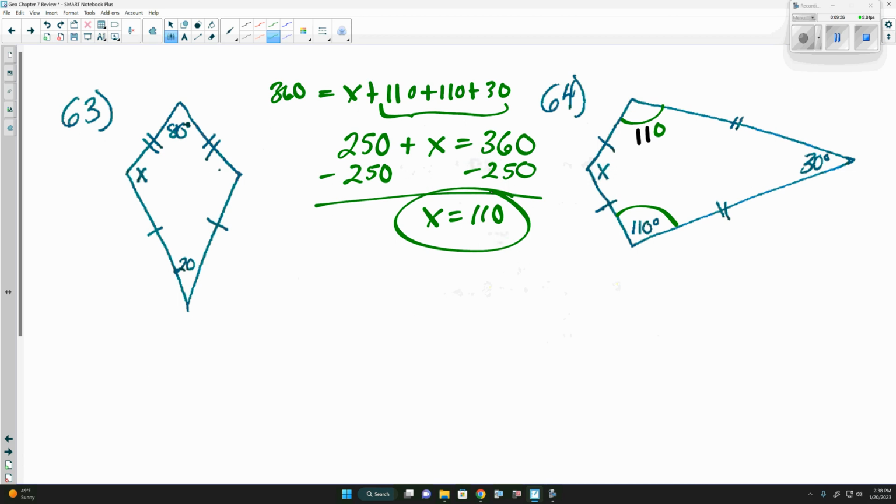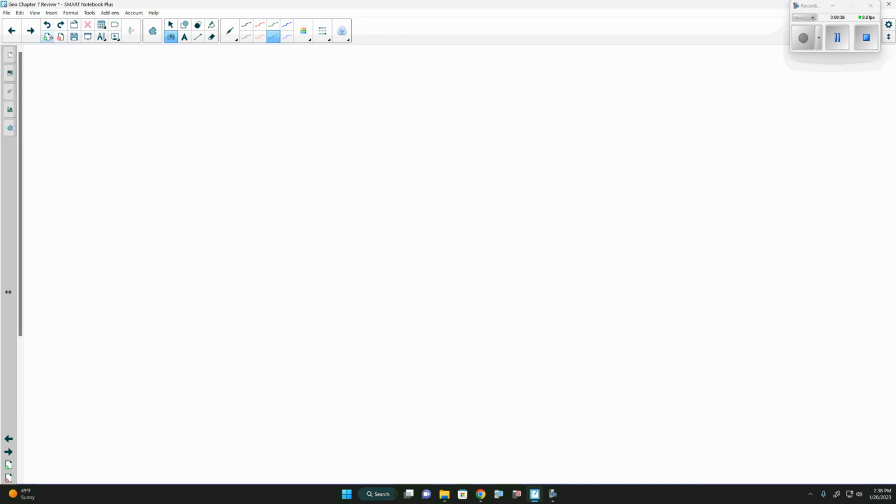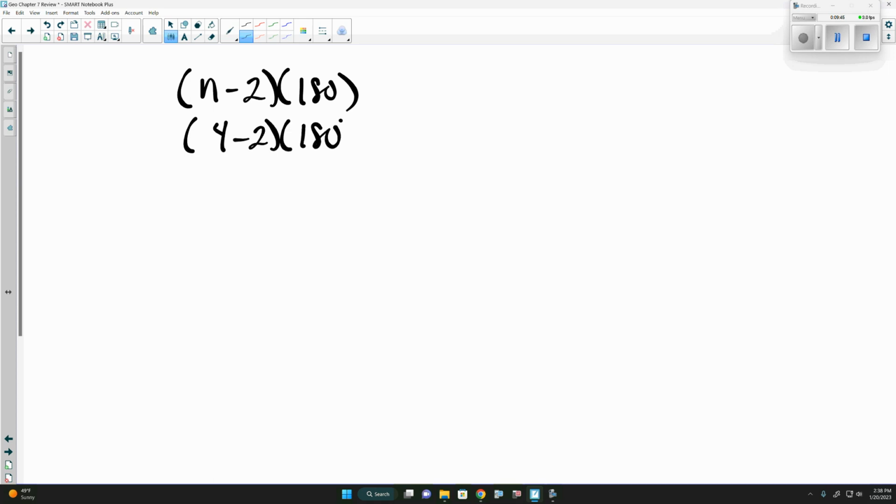Questions on 63 and 64? Yes. You said all quadrilaterals add up to 360, right? Yes. Because a quadrilateral is a four-sided figure. So our n minus 2 times 180. So 4 minus 2 times 180. That's 2 times 180. So any four-sided figure is going to be 360.